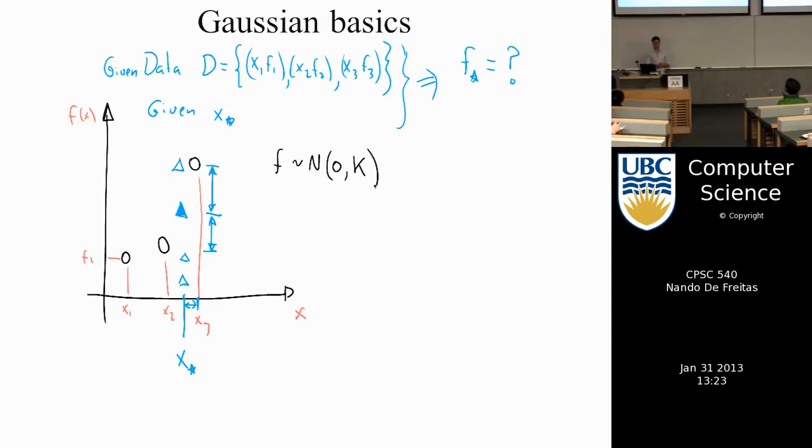I will also assume that f star comes from a Gaussian distribution which is also zero mean. That's going to be my assumption. My assumption is I would expect the test data to come from the same distribution as the training data. It will have mean zero, and it will have a covariance which we're going to call k of x star, x star. Well, actually, the star should be at the bottom, but that doesn't matter.